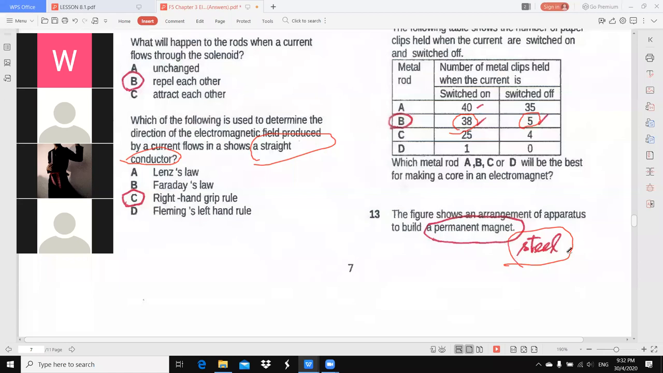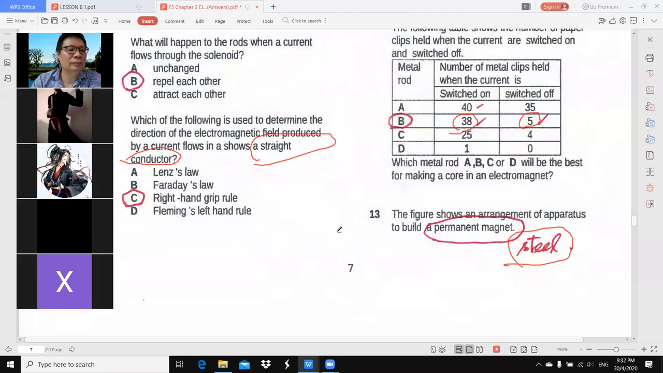Because steel. What is the answer? Okay, because steel is hardly magnetized and demagnetized. Permanent steel, hardly magnetized and demagnetized, meaning that the steel cannot be demagnetized, correct? So it becomes a permanent magnet. Cannot be demagnetized, meaning it becomes a permanent magnet. Okay.